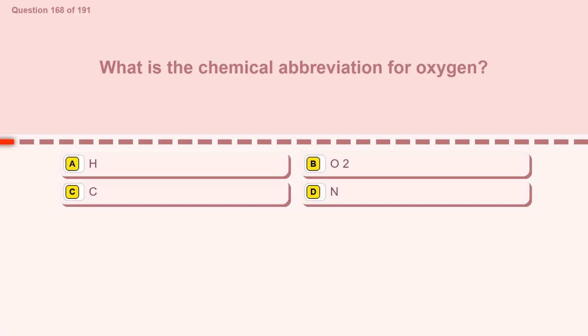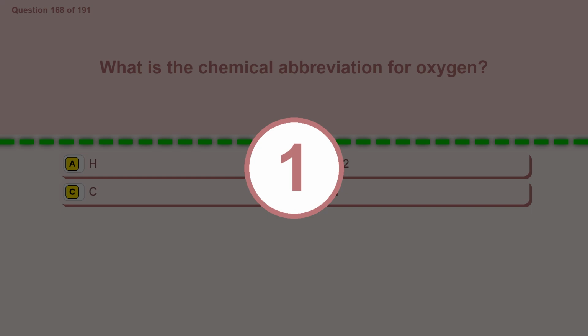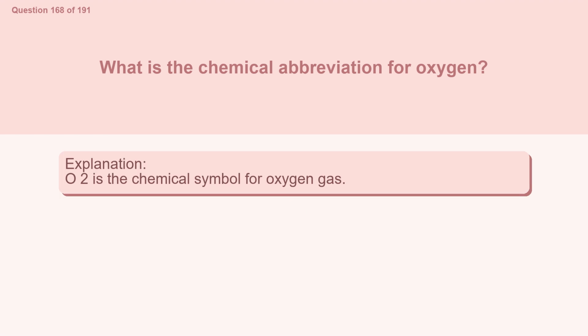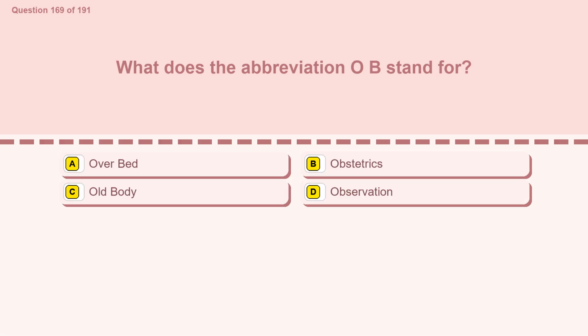Question 168. What is the chemical abbreviation for oxygen? Option A H. Option B O2. Option C C. Option D N. The correct answer is option B, O2. O2 is the chemical symbol for oxygen gas. Question 169. What does the abbreviation OB stand for?